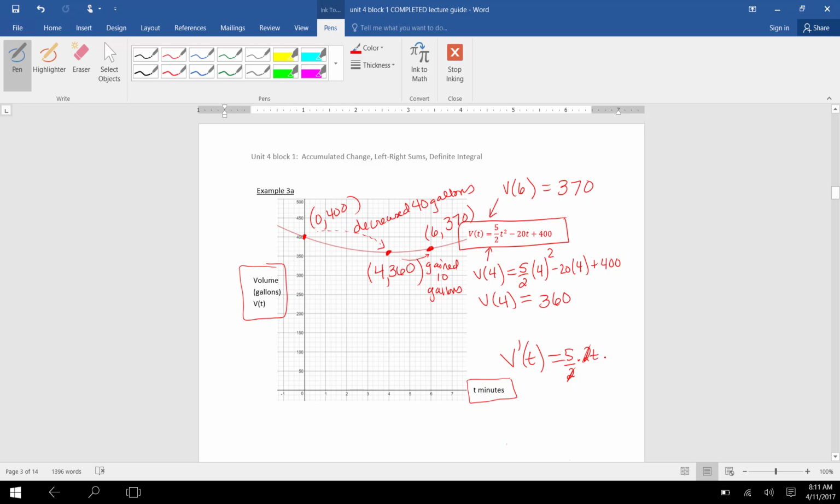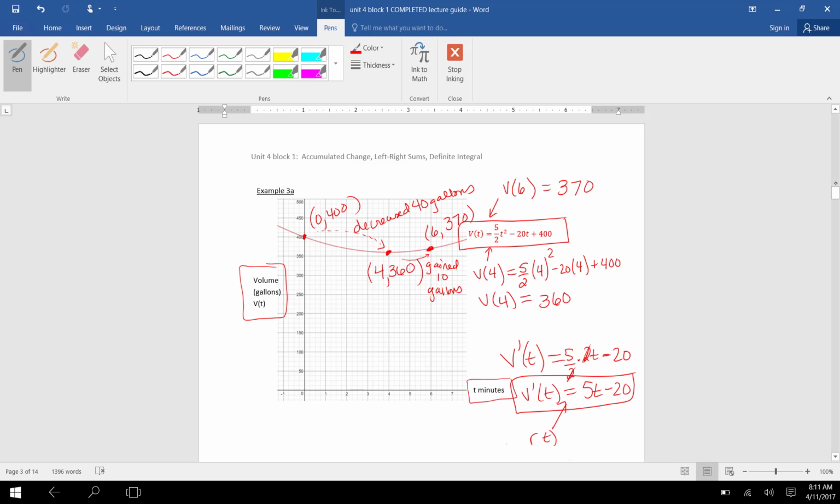The derivative of minus 20t is just minus 20. The derivative of 400 is 0, so V prime of t is 5t minus 20. This function, this derivative of volume, is the rate function from the previous page. The derivative of this volume function is that original function we looked at on the previous page.